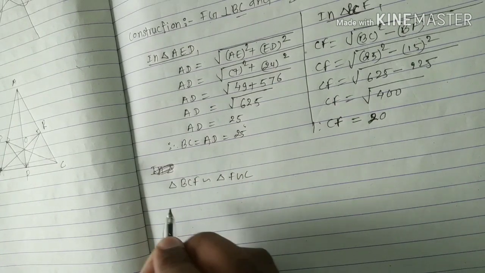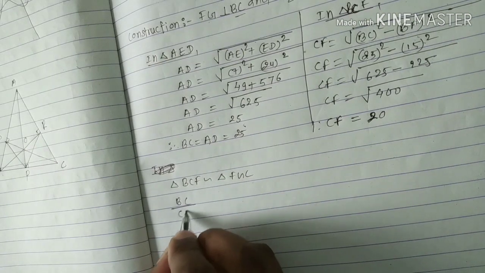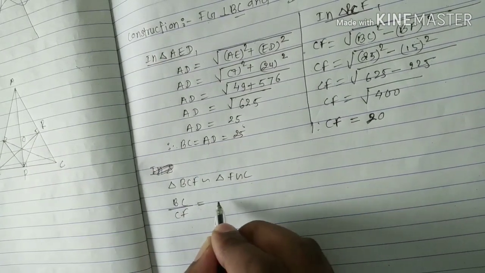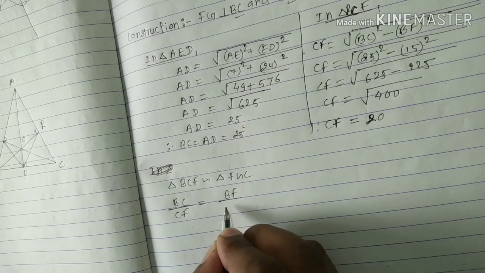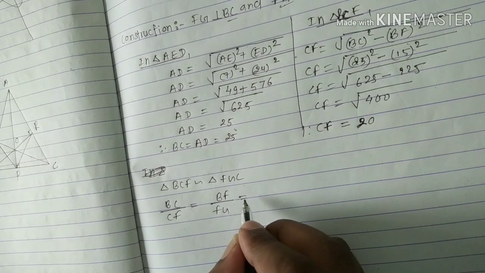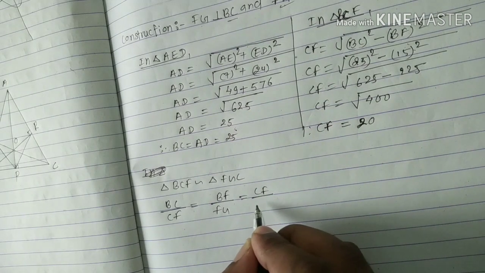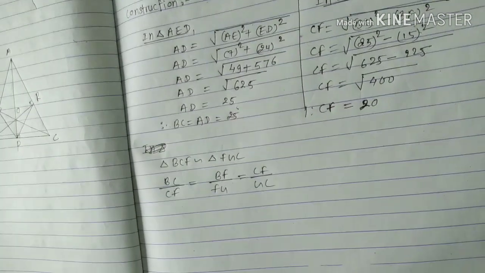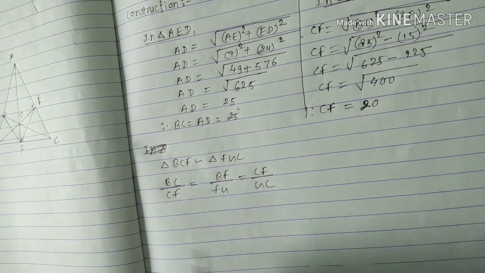So what are the corresponding sides? Corresponding sides are BC by CF is equal to BF by FG is equal to another corresponding side, CF by GC. So these are the corresponding sides, and they are proportional to each other.